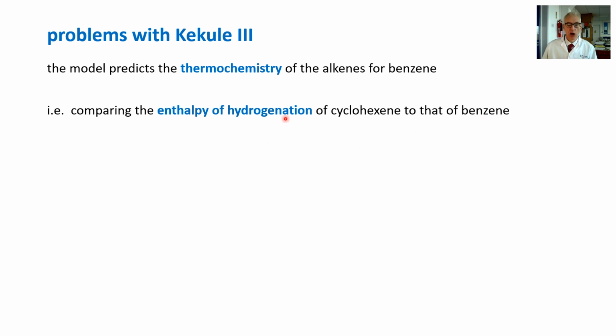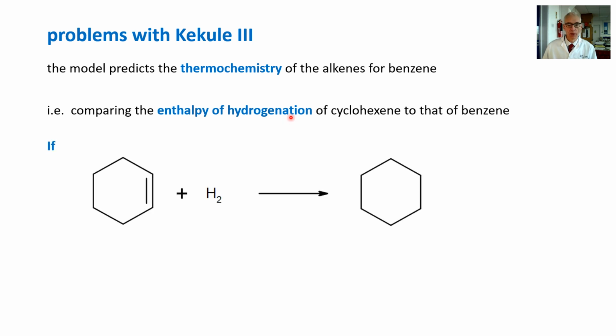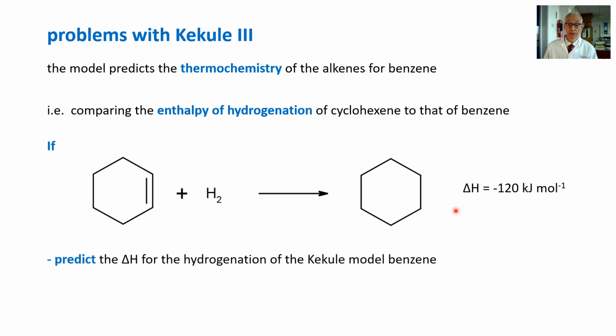So the hydrogenation of cyclohexene, let's just show what we mean by that. There is cyclohexene plus hydrogen. So this is hydrogenation, the addition of hydrogen across the double bond to form cyclohexane. Now, the enthalpy change for that reaction, the enthalpy of hydrogenation of cyclohexene, is minus 120 kilojoules per mole. If that is so, pause the lesson and predict the enthalpy change for the hydrogenation of the Kekule model of benzene.